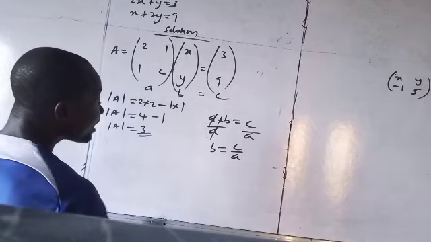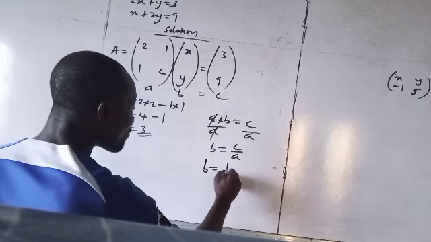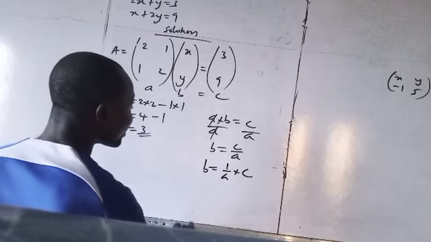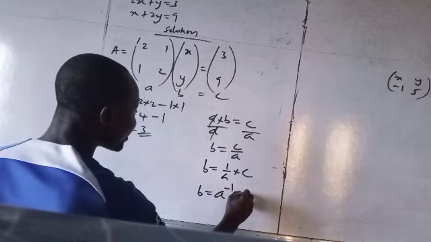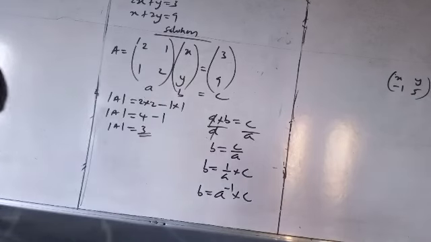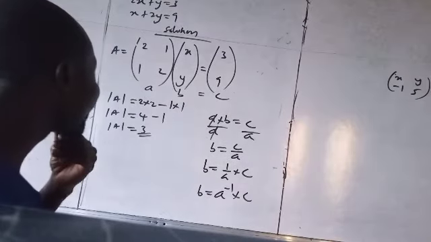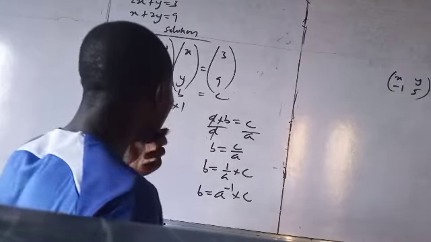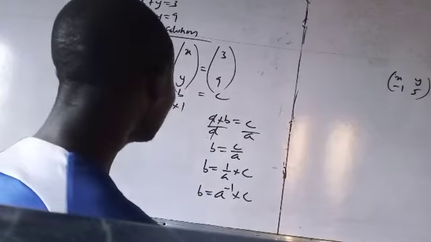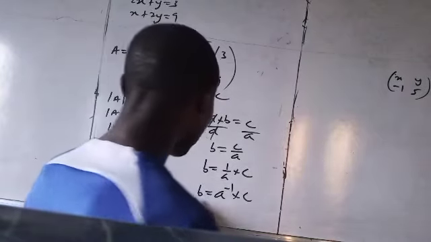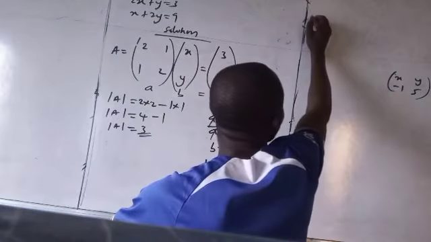So if that is the case, then B will now be 1 over A times C. In this context, it is called the inverse of A times C. To get the values for X and Y, we must look for the inverse of this matrix. And in doing that, our B, which is our answer here, will be what?